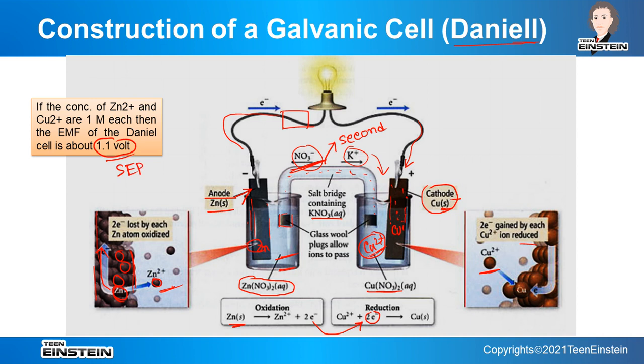So this is the value of the standard electrode potential of the Zn copper system. It is the combined value of these two. Don't think it is the individual value of the half cell, it is the combined value of the two half reactions.